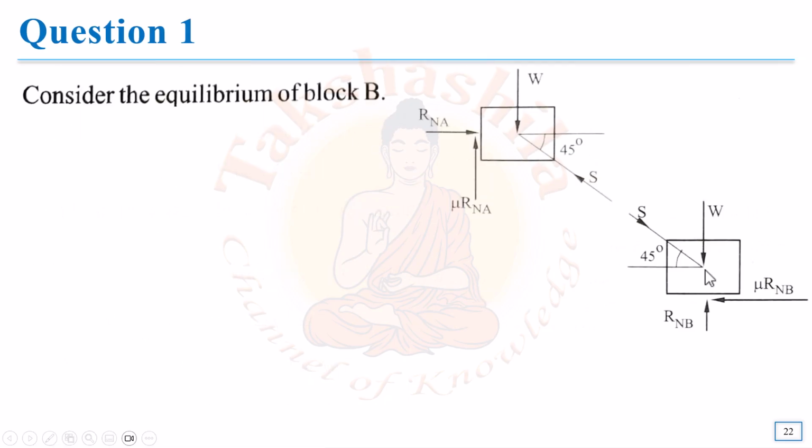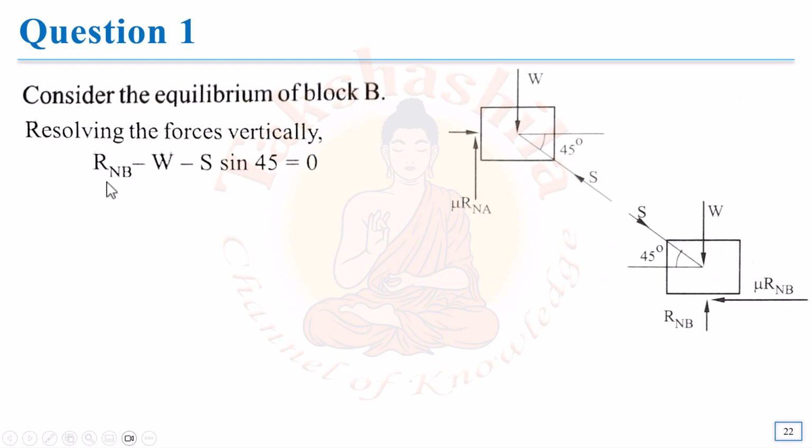So let us consider the equilibrium of block B. Let us resolve the forces vertically first. If you resolve the forces vertically, you can see we have W acting in the downward direction, we have RNA acting in the upward direction, and we have another component of S which will again be acting in the downward direction. So RNA in the upward direction is positive, W acting in the downward direction is negative. Again, the component of S will be acting in the downward direction, so that is also negative, and the value is S times sine 45. You can see here, the angle is here, so this component will be S times sine 45, and those are the forces acting in the vertical direction, so the algebraic sum should be equal to 0.